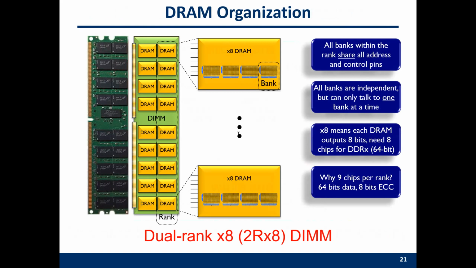So this is a typical layout of DRAM. On your DIMM, you have different chips. Each chip is 128 megabytes. So if you have a 1 gigabyte DRAM, you have multiple chips and multiple banks.